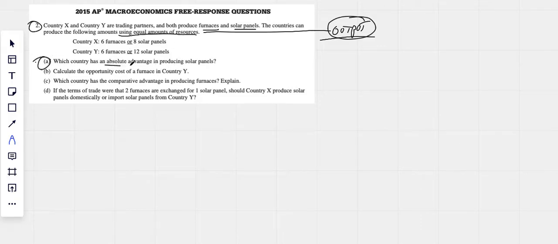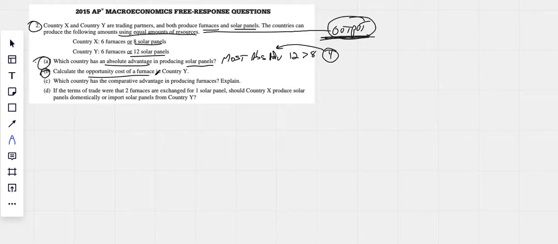Which country has an absolute advantage? Because it's an output problem, the one who produced the most has absolute advantage. Looks like between X and Y for solar panels, Y can do 12. That's greater than 8. Therefore, Y has absolute advantage.